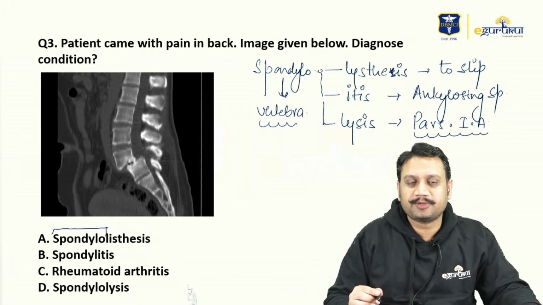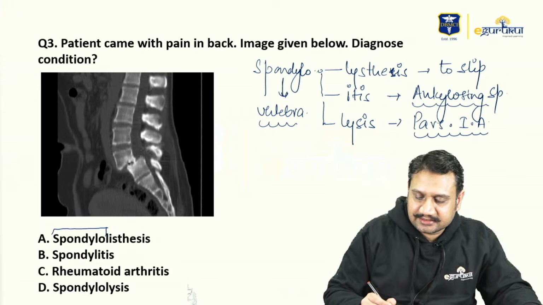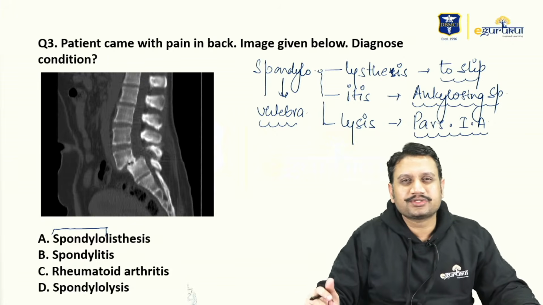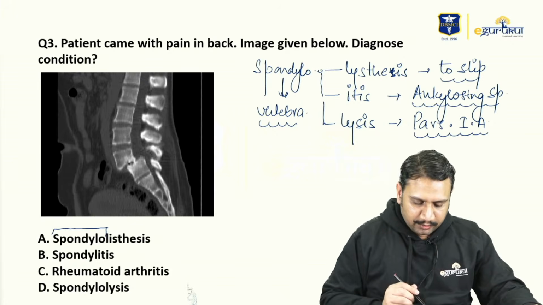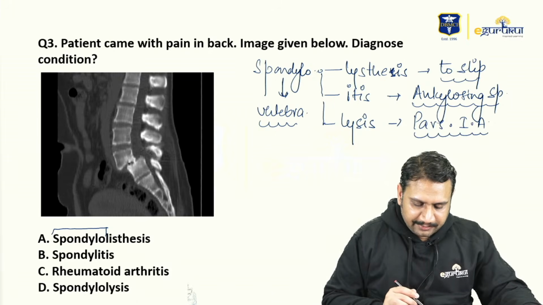Okay, so you cannot recall this question, but that is what the students have told us, and that's how the team has prepared it. So there might be some change in the options or some change in the image. But what was told is that one of the vertebrae was slipping over another vertebra.